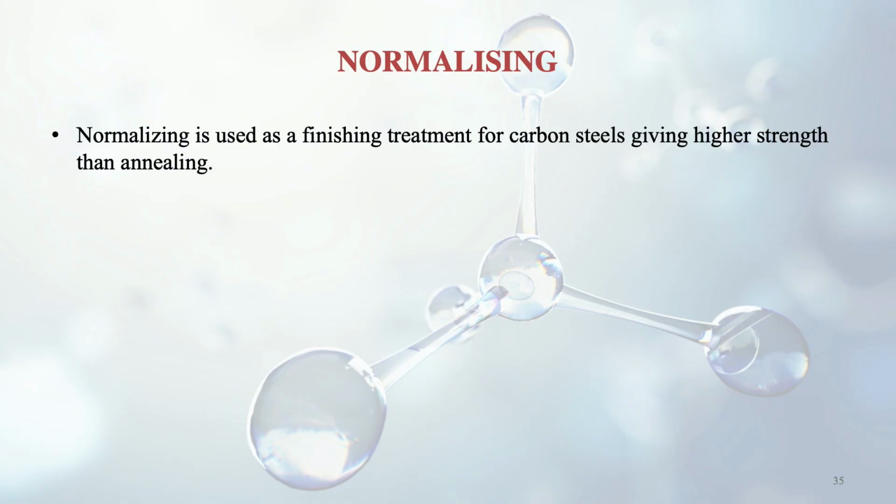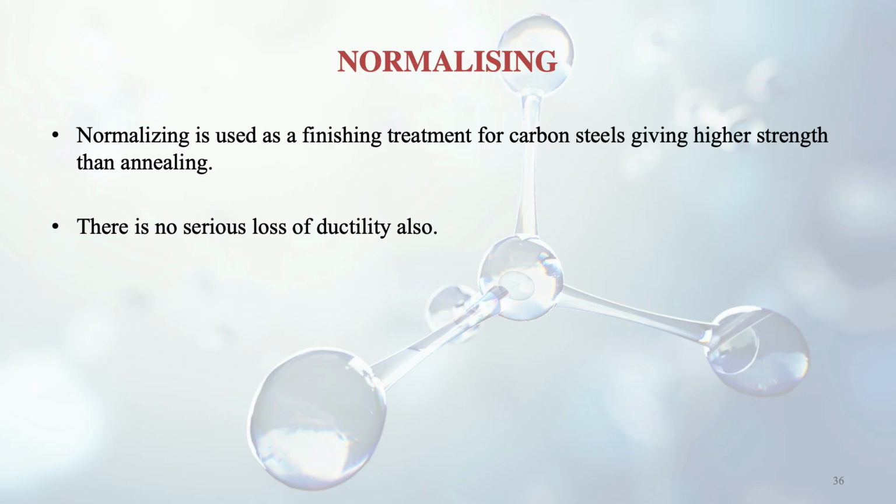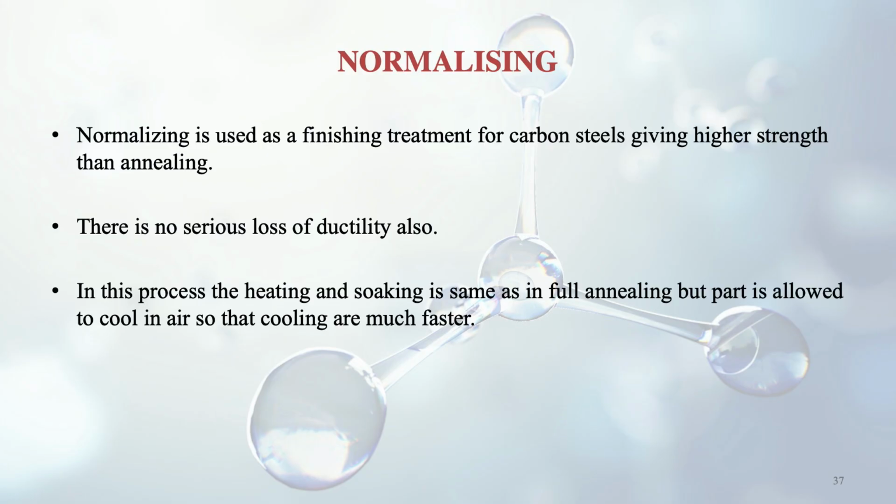So after discussing the full annealing and the process annealing, now we come to normalizing. What is normalizing? Normalizing is used as a finishing treatment for carbon steels, giving higher strength than annealing. So you can say it is a little higher grade process than annealing. It is giving us a better finished product of carbon steel, and its strength is also more. And there is no serious loss of ductility in this case. In this process, the heating and soaking is the same as in full annealing, but the part is allowed to cool in air, so that cooling is much faster.